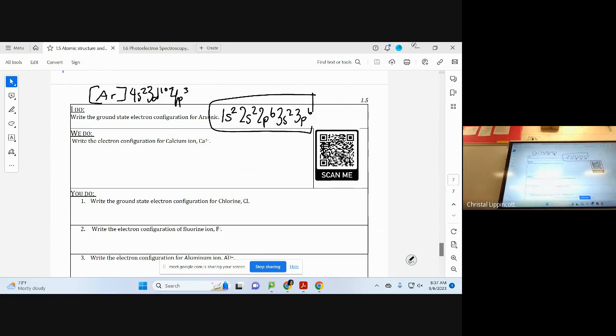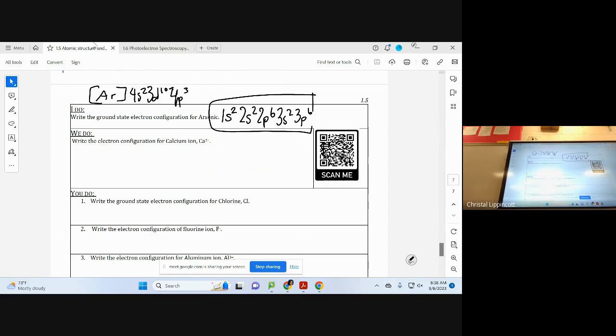There's the electron configuration for calcium plus 2. So I took 2 electrons away, because it would have been 4s2 here. This became positive, which means we've taken 2 electrons away. Gone. So there it is. And if you want a more detailed explanation, scan the QR code.